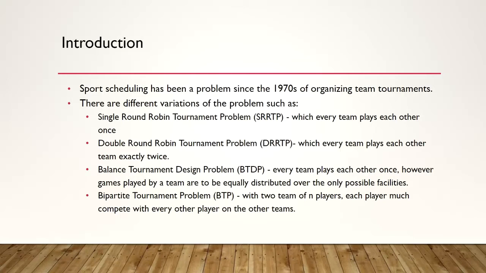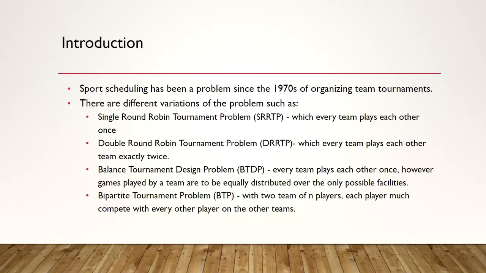So, an introduction on sports scheduling. Sports scheduling has been a problem since the 1970s of organizing team tournaments. Some examples that use sports scheduling are Major League Baseball, the NFL, the National Football League, and the NBA, the National Basketball Association, and other minor tournaments that take place in today's society usually use scheduling problems. So there are different variations of the problems.